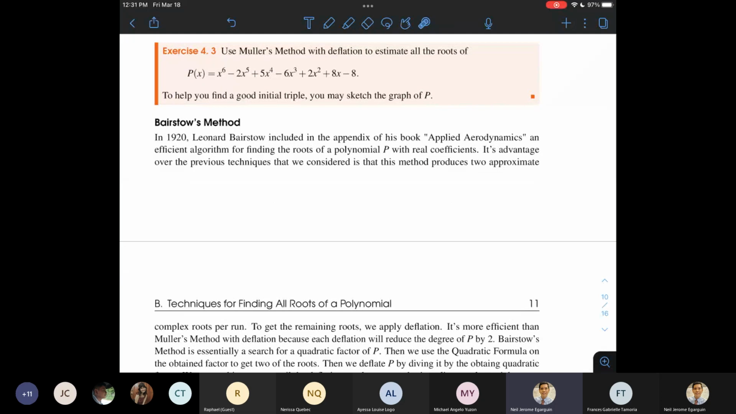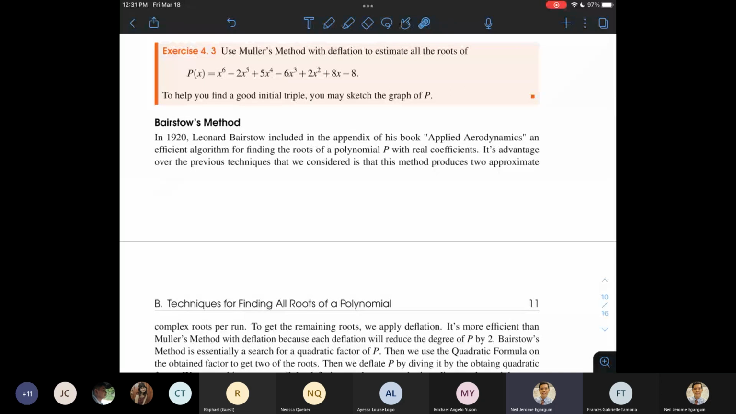Okay. Bairstow's method is apparently much older than Mueller's method. Mueller's is 1957. Bairstow's method is earlier, in 1920. It was developed by Leonard Bairstow. Pero ang kakaiba ay nasa appendix lang to ng kanyang applied aerodynamics. So I'm guessing, though I'm not sure, kailangan kong i-check, pero kung nasa appendix yan, ibig sabihin hindi siya yung parang star ng libro. Alright? Hindi siya talaga yung main event dun sa book. So, siguro ginamit to ni Bairstow para ma-solve yung mga problems niya in applied aerodynamics.